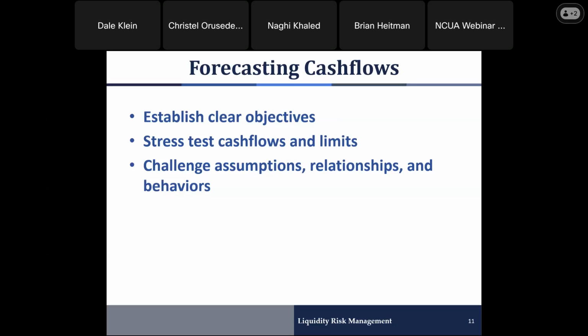Forecasting credit union cash flows involves setting clear objectives, stress testing cash flows and limits, and challenging assumptions. By following these steps, credit unions can improve the accuracy and reliability of their cash flow forecasts, enhance their ability to manage liquidity risk, and make informed financial decisions.